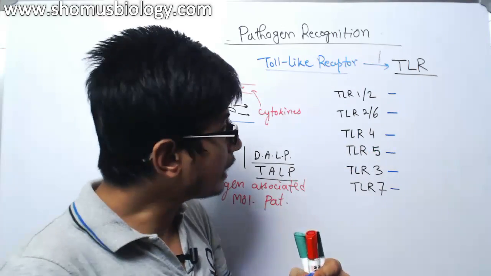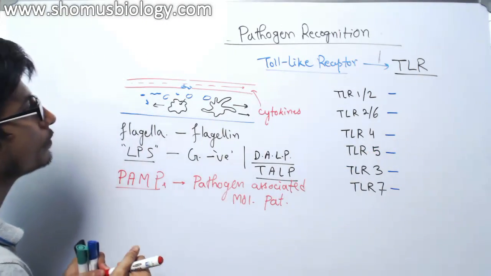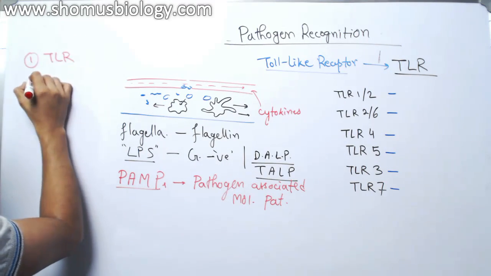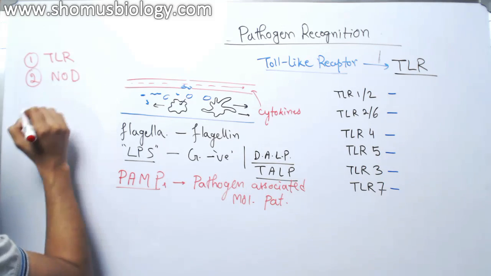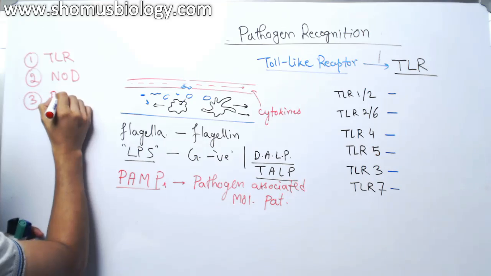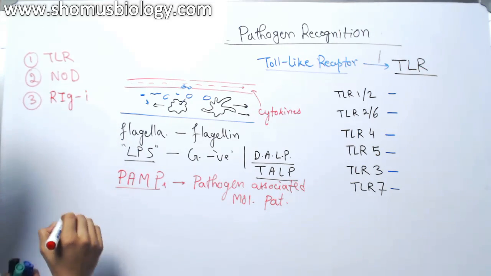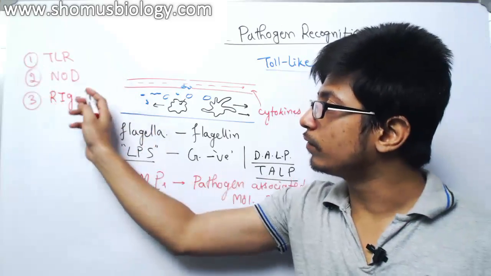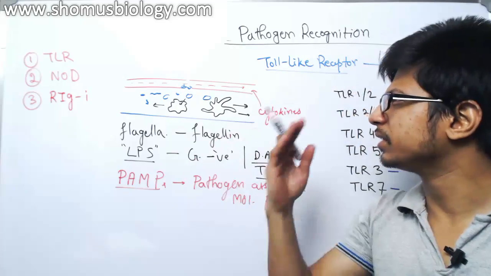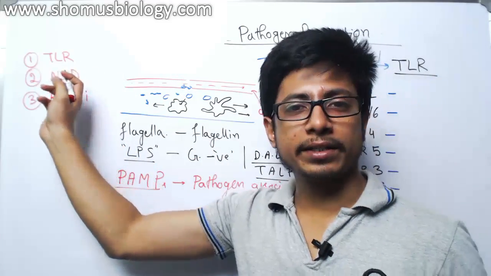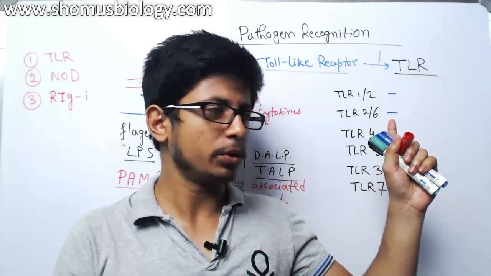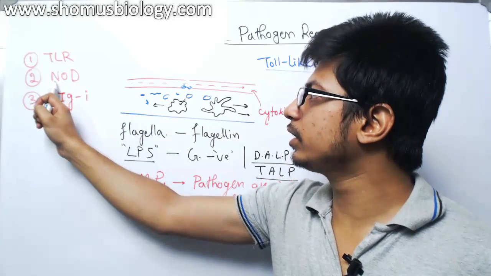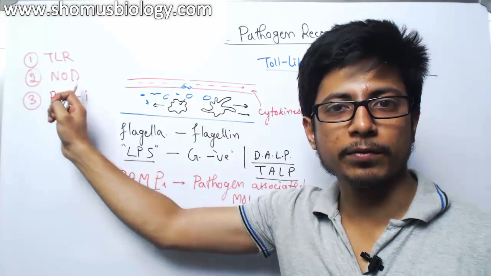Of the three different types of receptors, one is TLR, second is NOD, and third is RIG-I. These are the three types of receptors involved in the detection and identification of pathogens. We talked about the toll-like receptor, and we'll talk about that in much more detail, because there are different types of TLR with different functions. NOD is the nucleotide-binding oligomerization domain family of proteins.